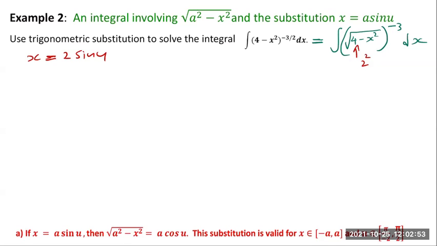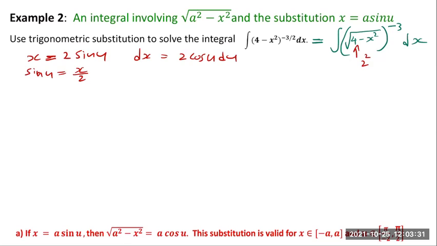All right, so let's use the substitution. Once you have this substitution, the first thing I can do is find dx. dx is equal to 2 cosine u du. That's my dx. Now, of course, if you want, you can isolate sine u for later use. It's not needed right now. Sine u is equal to x over 2. We might need it later.